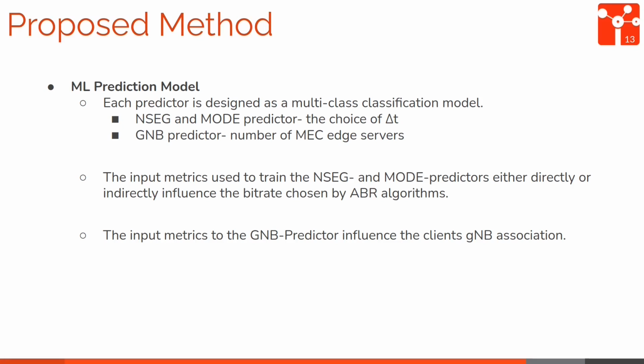The input matrix used to train the number of segments and mode predictors is either directly or indirectly influenced by the bitrate chosen by the client-side adaptive bitrate algorithms, and the input matrix used for the G-node-B predictor is influenced by the client's G-node-B associations. Both types of input matrix can be obtained at the MEC server through the radio network information service and a monitoring component that logs the current state of each DASH client based on the segment requests and responses that pass through the MEC.